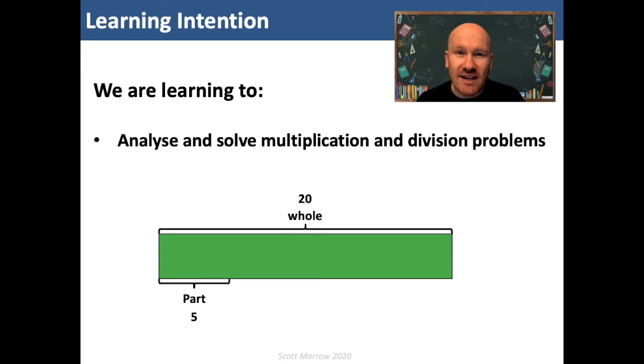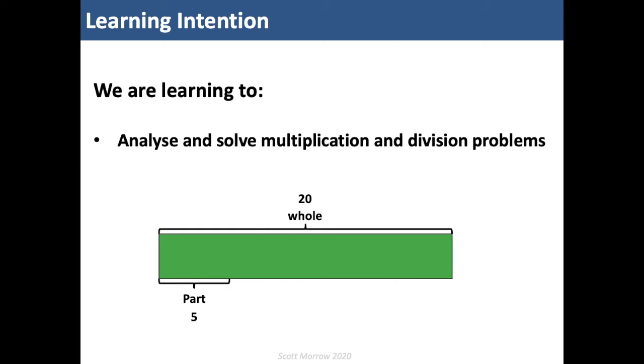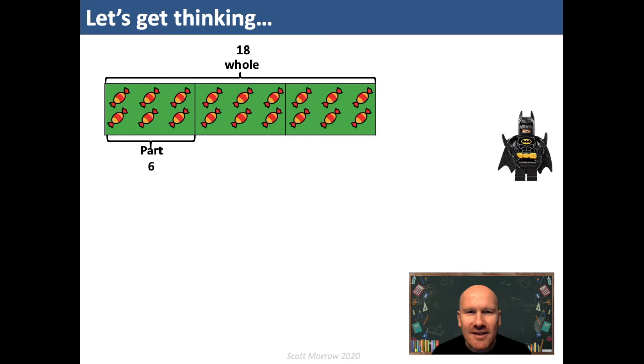We can either share or we can group. This week we're going to mix up the problems, so I'm not going to tell you if they're division or multiplication problems. You need to analyse the problems and work that out for yourself in order to make decisions about the strategy that you're going to choose. To begin with, let's get thinking.